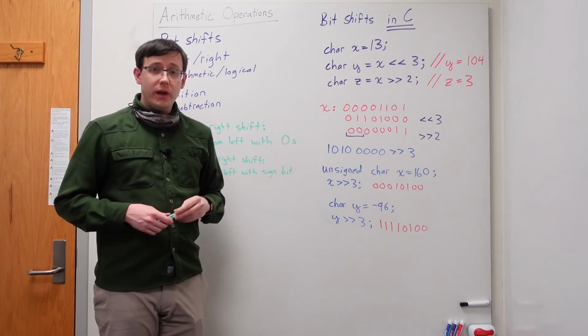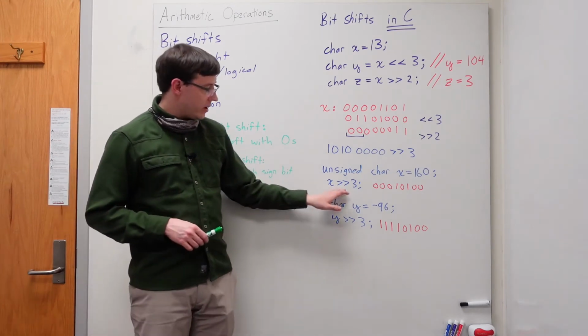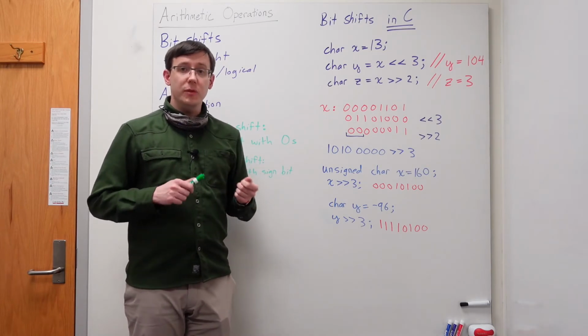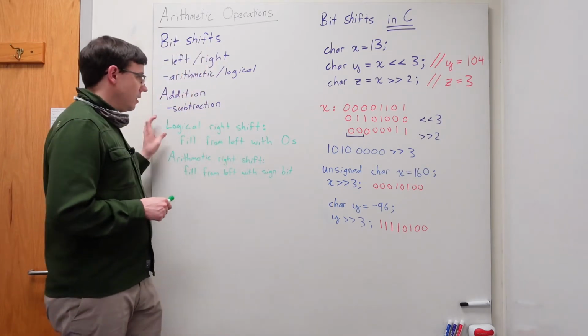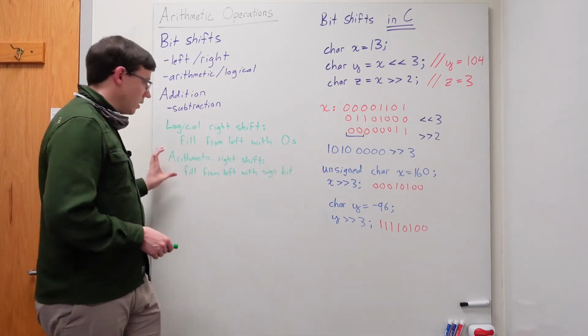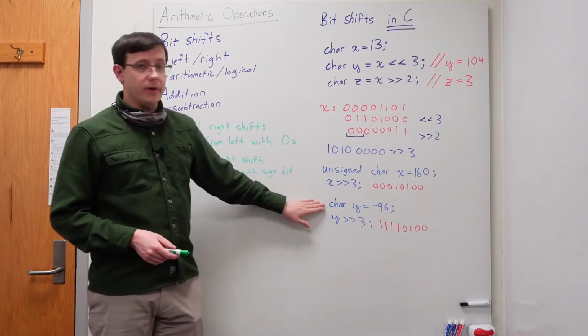And so, when we write a C program that uses a right shift operator, the compiler will need to pick a different CPU instruction, either logical right shift if our variable was unsigned, or arithmetic right shift if our variable was signed.